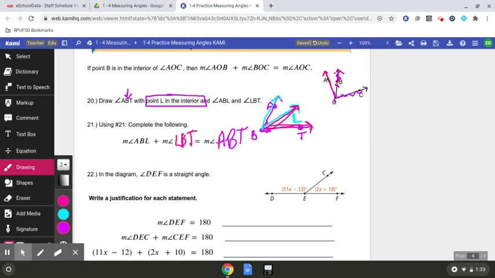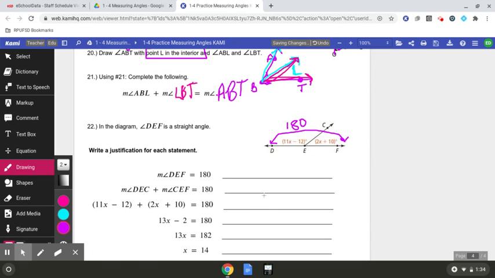Okay, so in this diagram, angle DEF is a straight angle. So they're saying that this angle here, this whole entire thing is a straight angle, which means that it's equal to 180. And they're not even asking you to basically do this work. They're just saying justify what they're saying. So they're saying that the measure of angle DEF is 180. And the reason why is because straight angles equal 180. That's the justification for that.